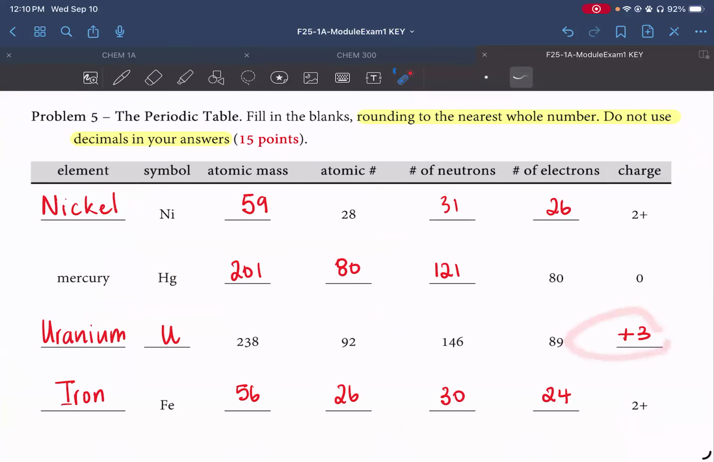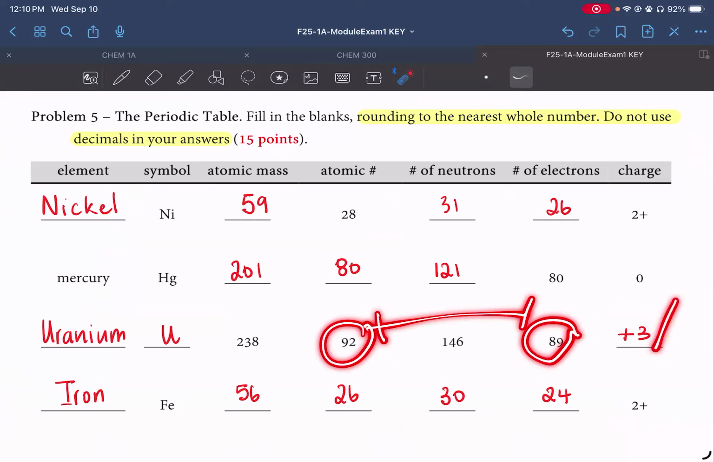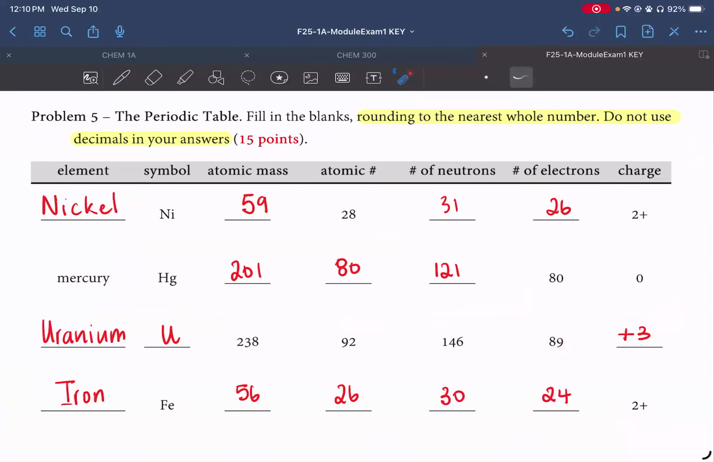Same thing right here. I told you the atomic number. I told you the number of electrons. It's on you to recognize that they're not the same. So the charge is not neutral. Neutral, of course, would be incorrect.